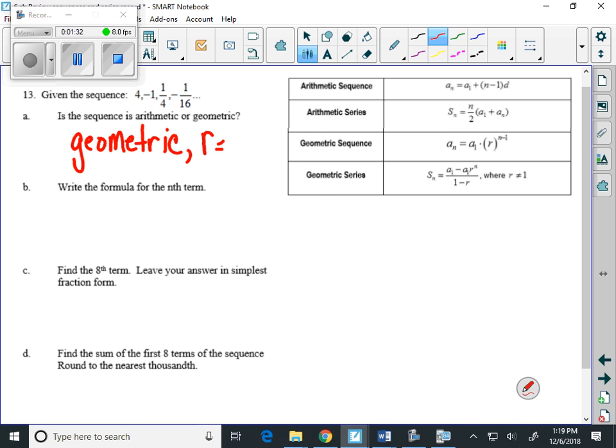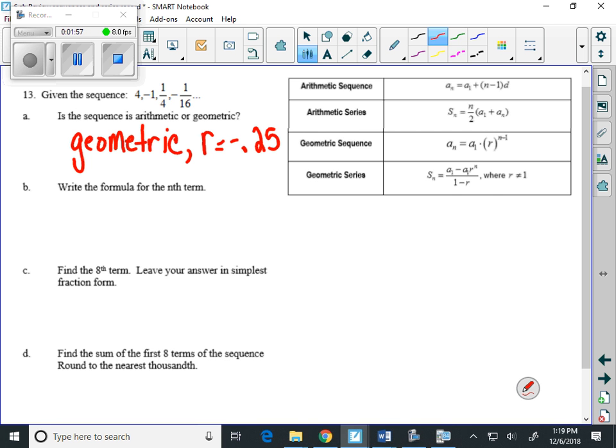And even though it doesn't ask for it, we need this -0.25. Although as we get down here farther, we're going to have to be careful because it says leave our answer in simplest fraction form. But now the second part says write the formula for the nth term. Well, we're looking over here, and it's our third formula in the list of 4 that we are given.